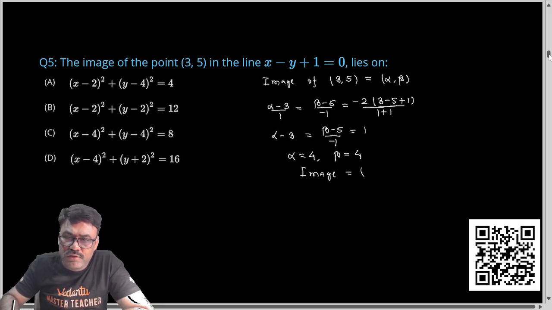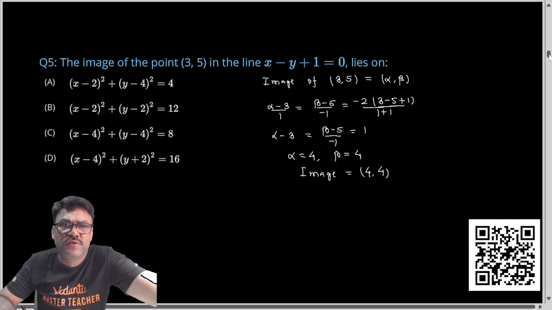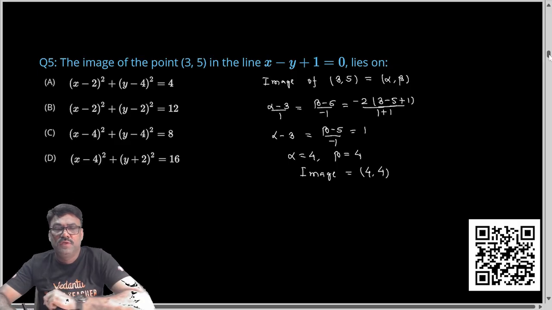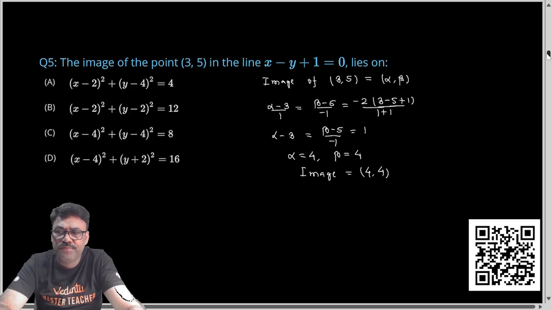Now just check which of these options (4, 4) satisfies. So just check one by one. If I put x is equal to 4, y is equal to 4 in the first option, the first option gets satisfied. Means your first option is the answer here. So your answer will be option A. This (4, 4) satisfies the first option, right? Easy question, easy if you know how to find the image.